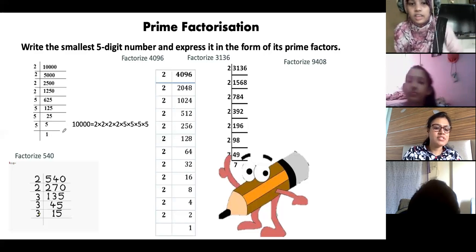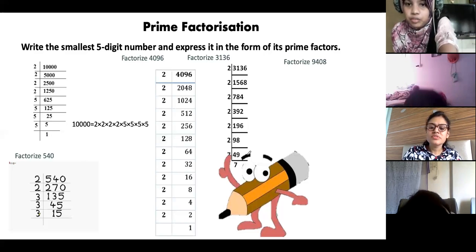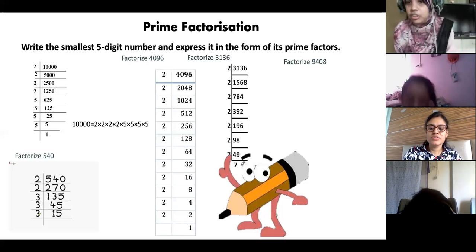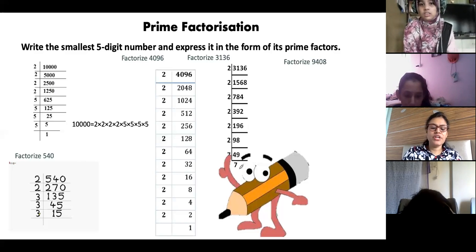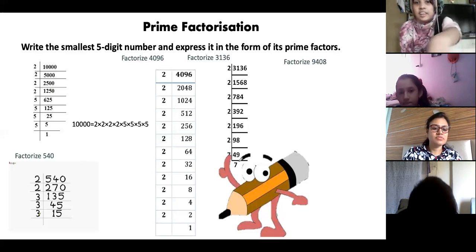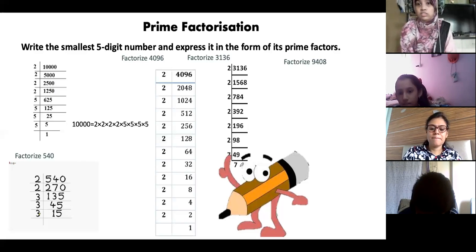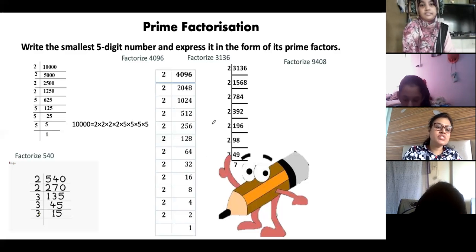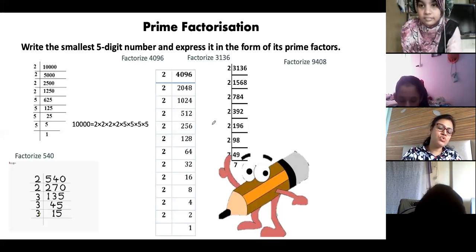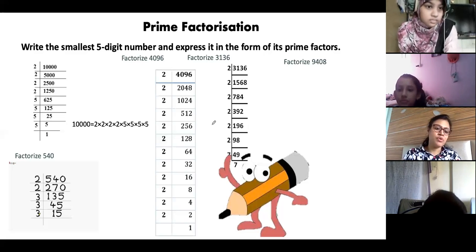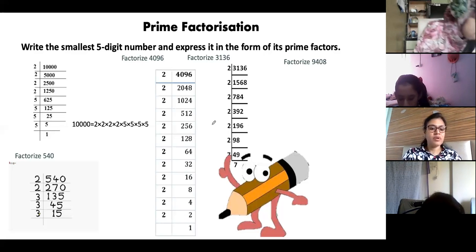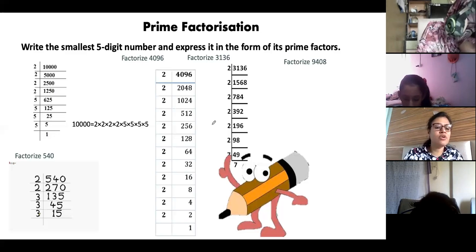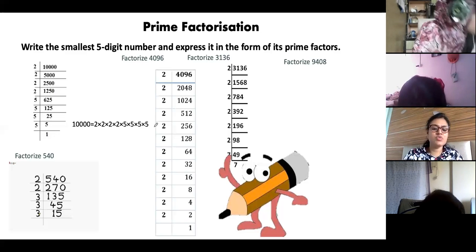Yes, there should be 2 sevens. Very good. After that, 40 and 7, and then again one more 7 should come, right? 7 sevens are 49. So 7 and one more 7 down. So 2 sevens and 1, 2, 3, 4, 5, 6. 2 raised to 6 means 2 into 2 into 2 into 2, 6 times you have to write. So you can write in the form of exponent also, and you can write it in the expanded form also.